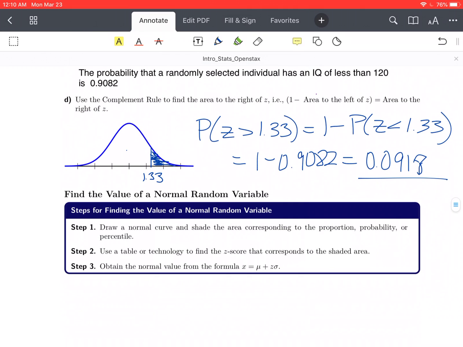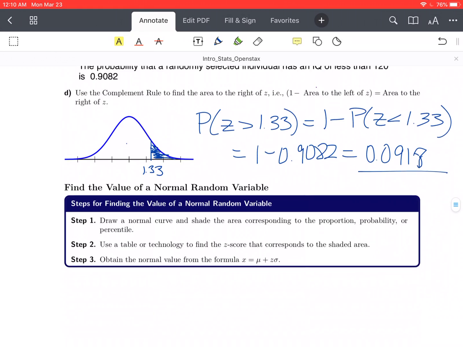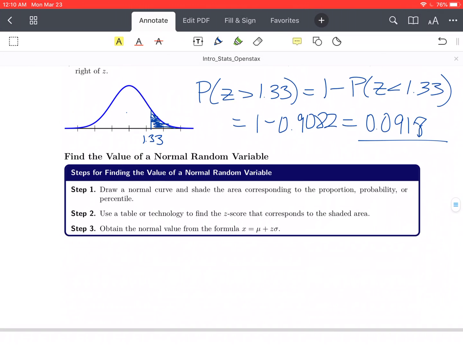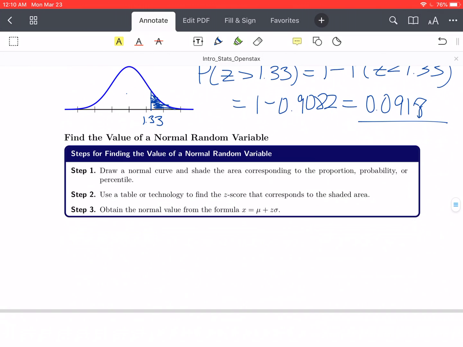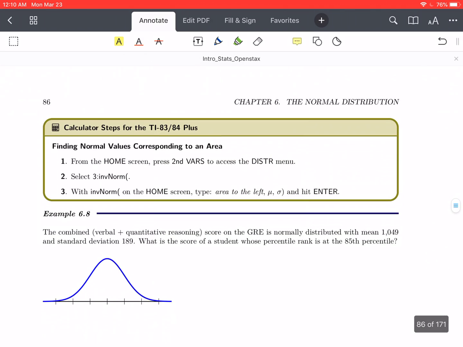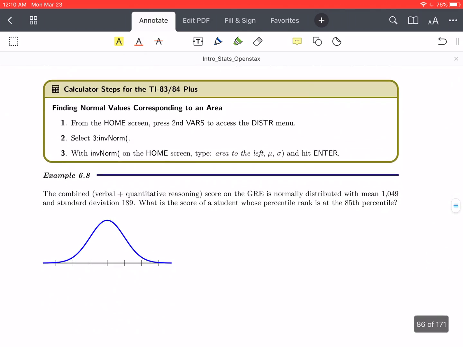So here it gives you steps for finding the value of a normal random variable. This is basically what we were just talking about. So we're interpreting as proportion or probability, and then we're looking at the standard normal curve, and then getting the corresponding z-value that goes along with that percentage.